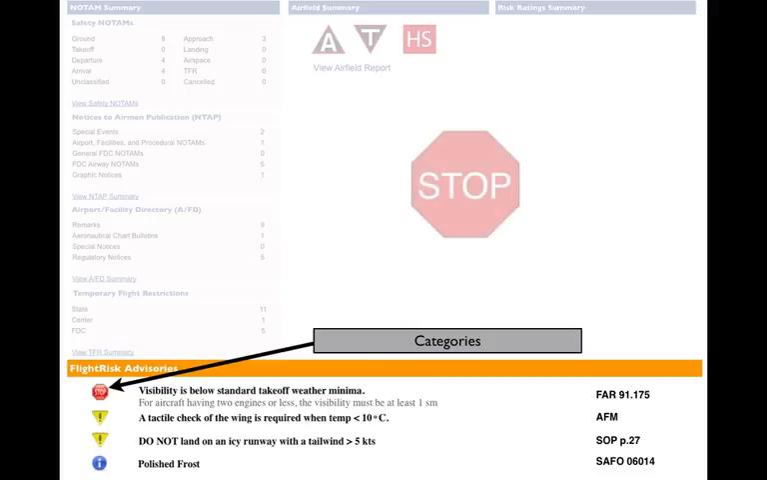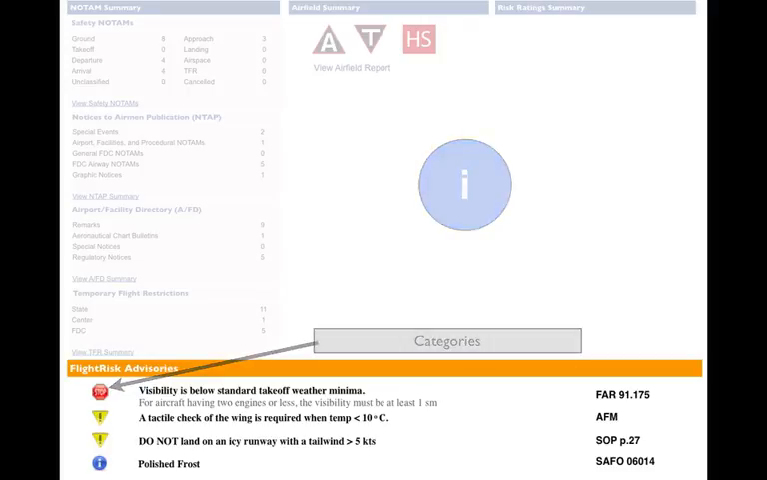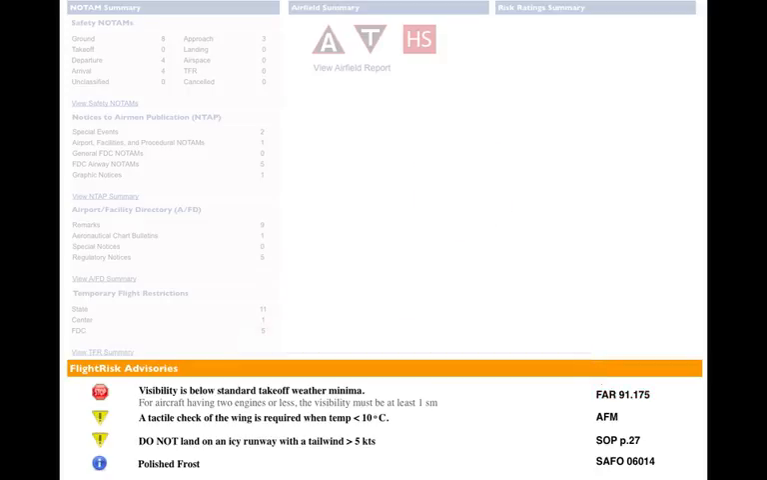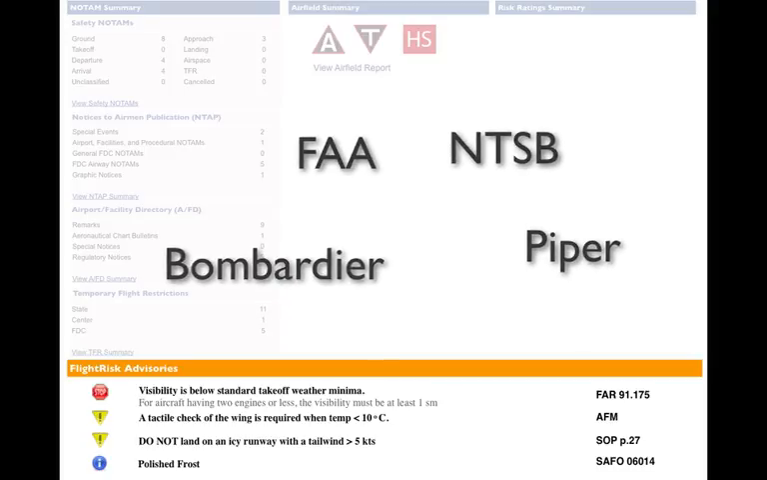A stop warns pilots that a published limit will be exceeded. A yield warns pilots that a published limit may be exceeded unless they take certain actions. And an I notifies pilots of information they may find helpful. In this example, a stop is generated because the visibility is below standard takeoff weather minima as defined by FAR 91.175. Publications such as the FARs help identify hazards and mitigate risks because they're written by experts.